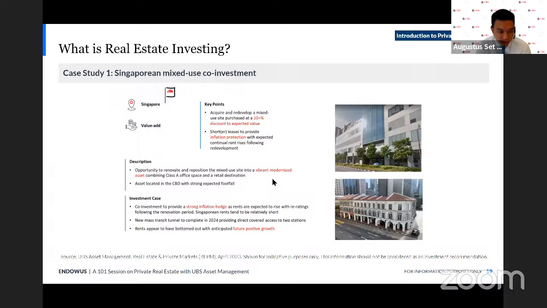So just a quick case study I have here. What we have here is a mixed-use asset in the Singapore CBD. I guess by mixed use, what I mean is there is some office component, there's some office space in there, but there's also some retail tenants in the building, which I think is quite common.